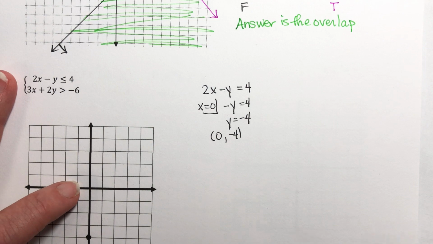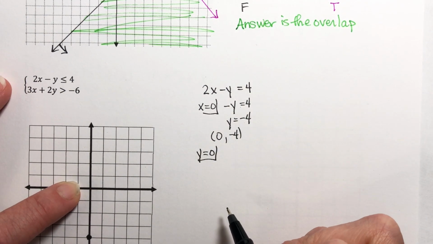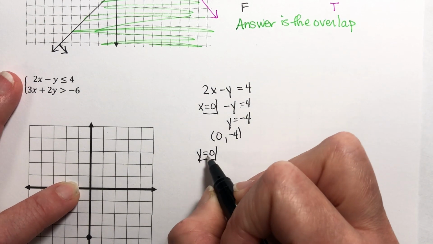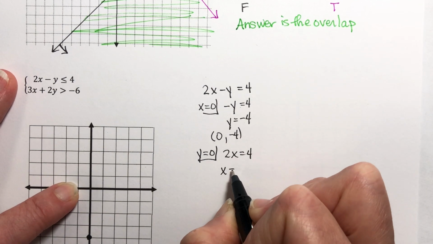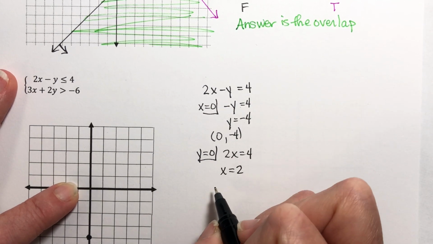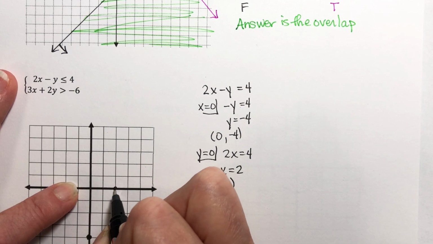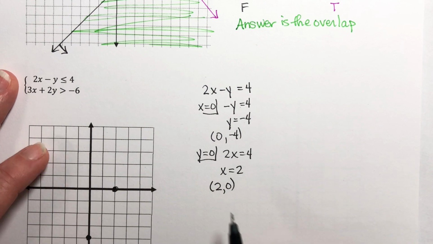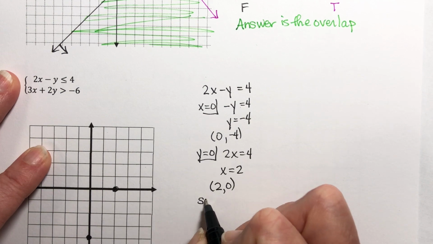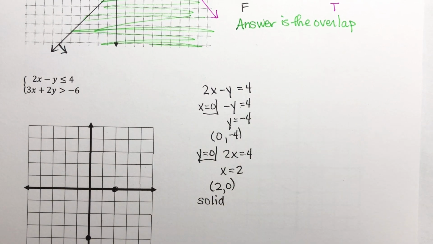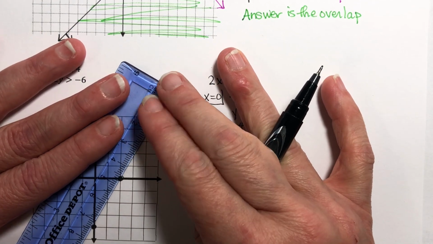So now I have the point y equal to 0. And if I test y equals 0, then I get 2x is equal to 4. Divide both sides by 2, and x equals 2. Therefore, I have the point 2, 0. 2, 0 is right here. Now I'm graphing this one, and it has an equal to on it, so this one's solid. So I'm going to connect these 2 points with a nice solid line.